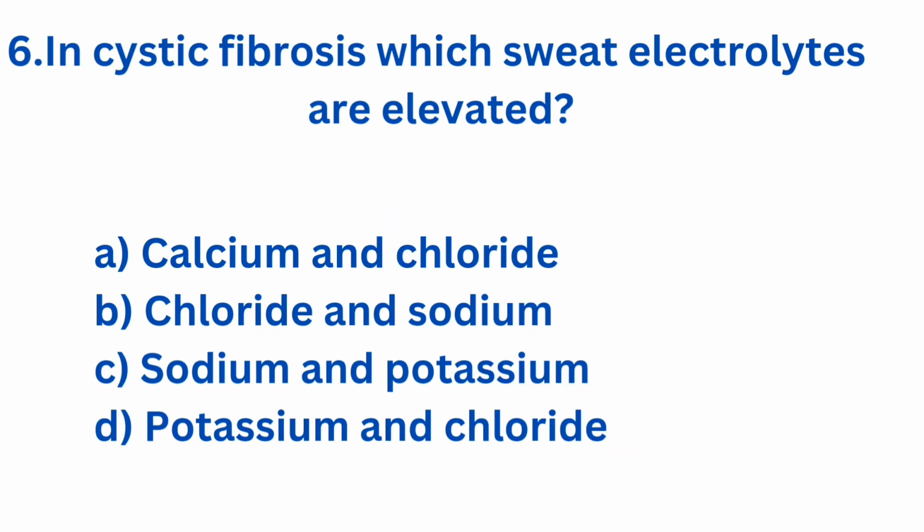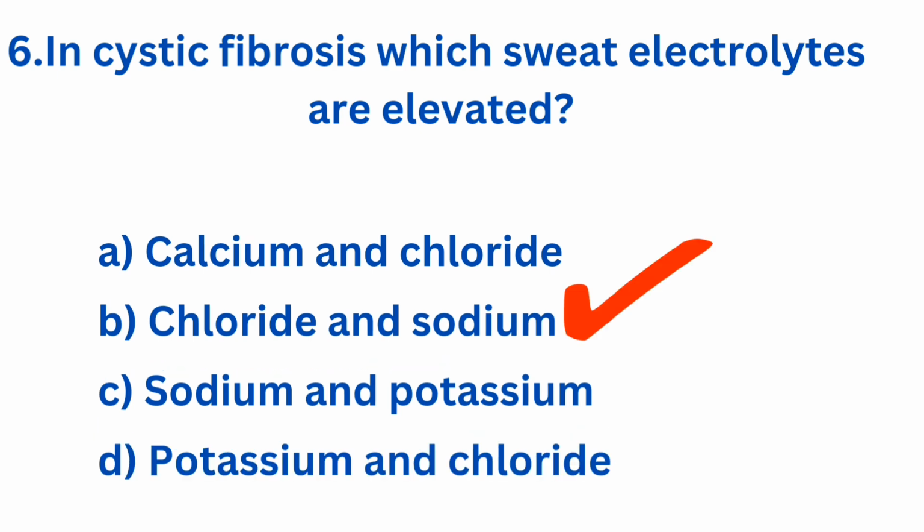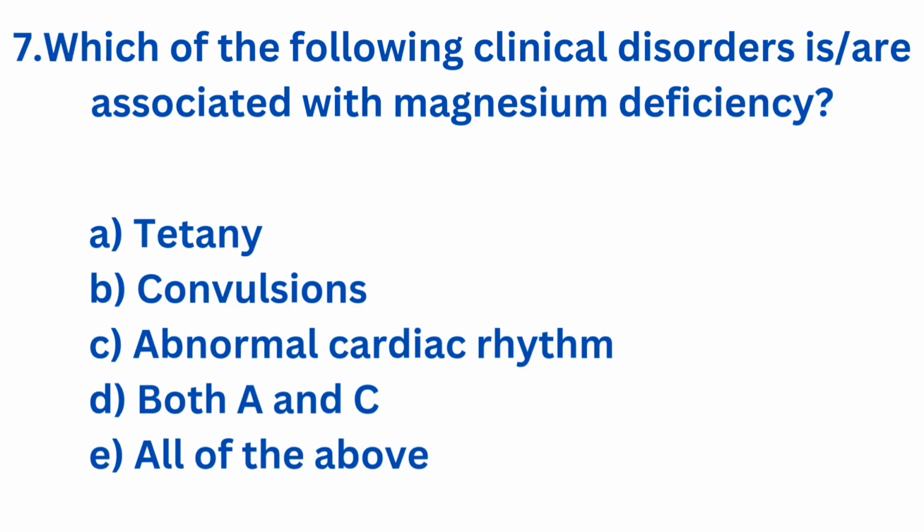Question number 6. In cystic fibrosis, which sweat electrolytes are elevated? Option A, calcium and chloride, option B, chloride and sodium, option C, sodium and potassium, option D, potassium and chloride. In cystic fibrosis, which sweat electrolytes are elevated? The right answer is option B. Chloride and sodium will be elevated during cystic fibrosis.